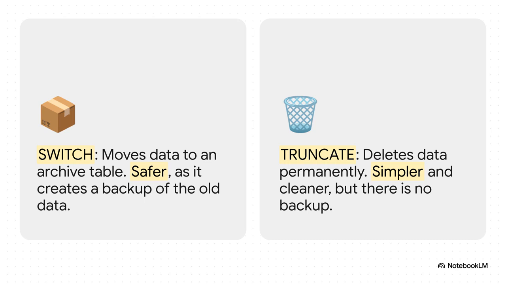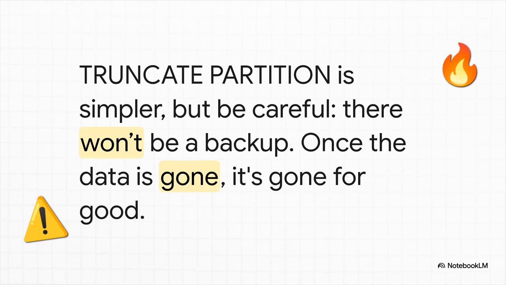So let's compare them. Switch, you remember, needs a separate archive table. The big upside there is that it basically creates a backup for you. Truncate is way simpler, no extra table needed, but, and this is a big one, it permanently deletes the data. No backup. It's just gone. So really, it all comes down to a trade-off. Truncate is cleaner, faster to write, but you have to be 100% sure you will never need that data again. Because once you run it, there is no going back.